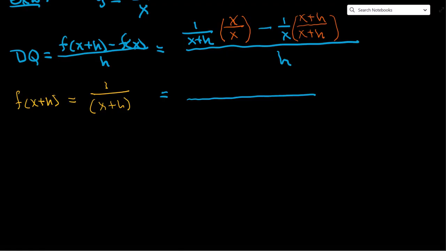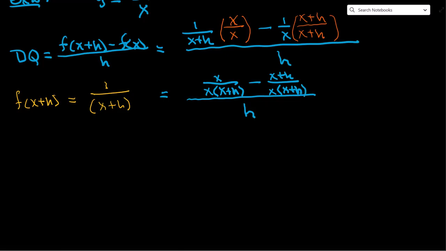Okay, so what's going to happen here? I'm going to have my h in the denominator. The first fraction, after I multiply those two together, is going to look like 1 times x. Well, that's going to be x over x times x plus h minus. Then in our second fraction, we're going to multiply the 1 times the x plus h, and that's going to give us x plus h over the x times the x plus h.